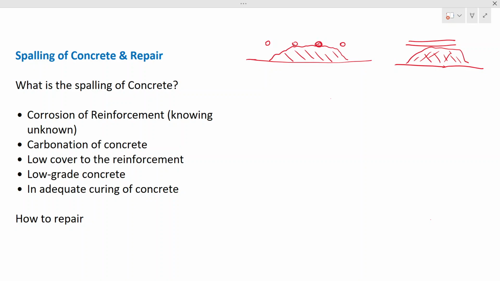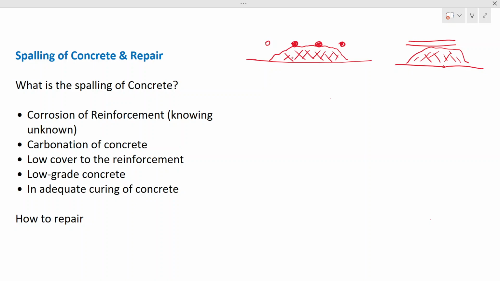Let's see what will happen when it goes on. But the process of this detachment of the concrete from the original concrete is the spalling of the concrete. This is what we call spalling, right? Now let's see the main reason for the spalling of concrete.